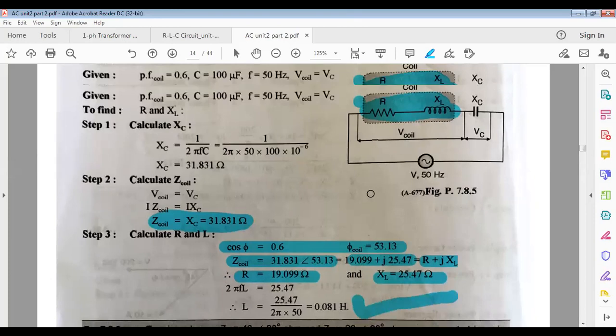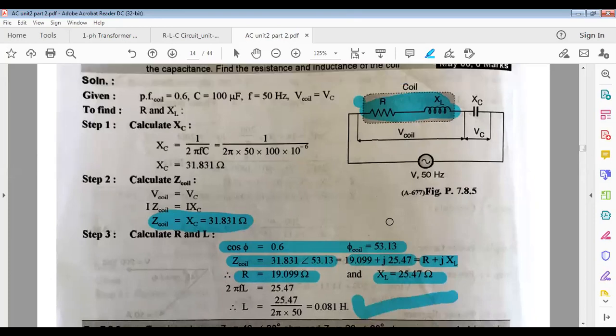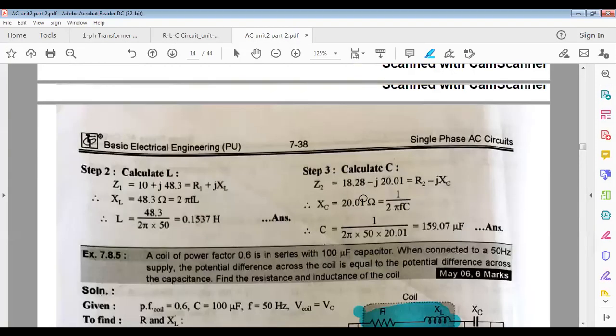Easy sum. Any difficulty with this sum? No, ma'am. Okay.